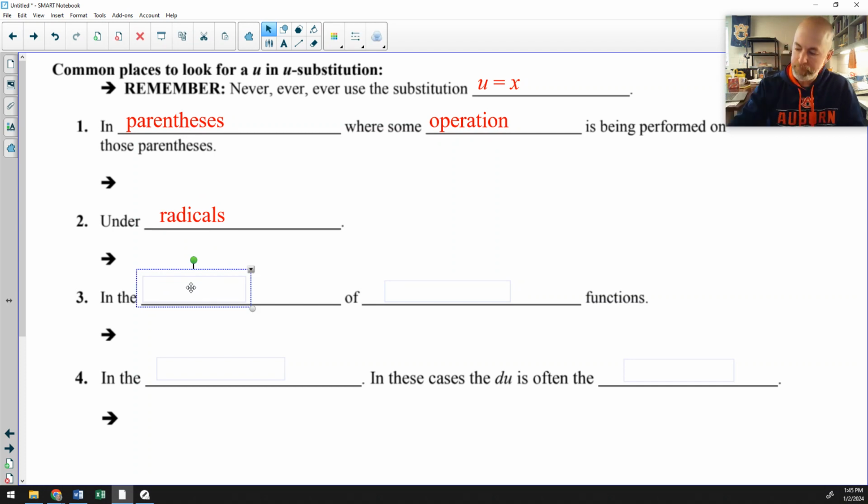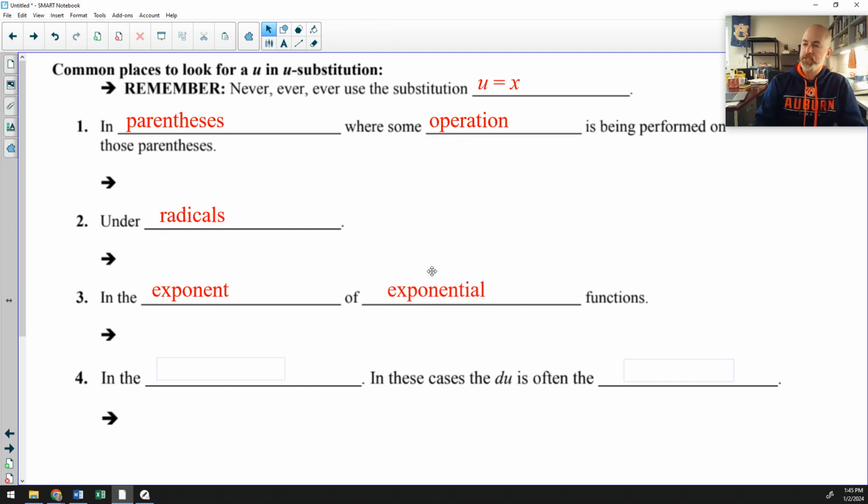Anything that's inside a radical, if it's not just a nice clean x, you often will let that radicand be the u. You can also look in the exponent of exponential functions when you have an ugly exponent, and that was the e to the x to the 4th example we just had a minute ago. It was an uglier exponent than just an x, so we let u be the ugly exponent. And then if you have a fraction with variables in the denominator, you very frequently will choose either the entire denominator or a part of the denominator to serve as the u.